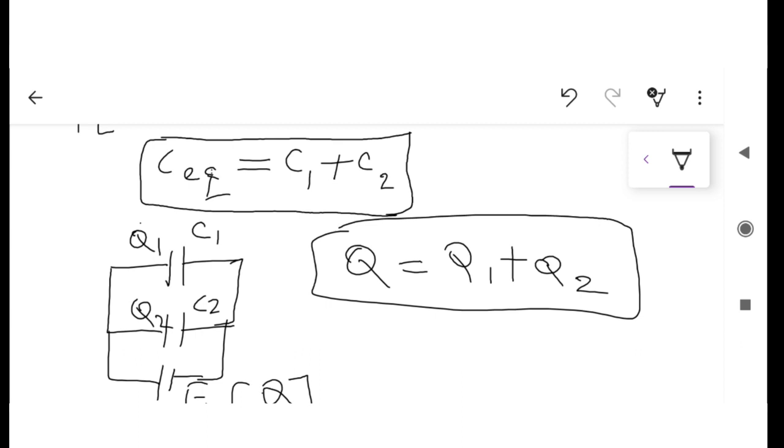This is a very important condition when capacitors are connected in parallel. You have to know these theories to solve the questions. These are the theories you have to know about capacitor equations when connected in parallel or in series.